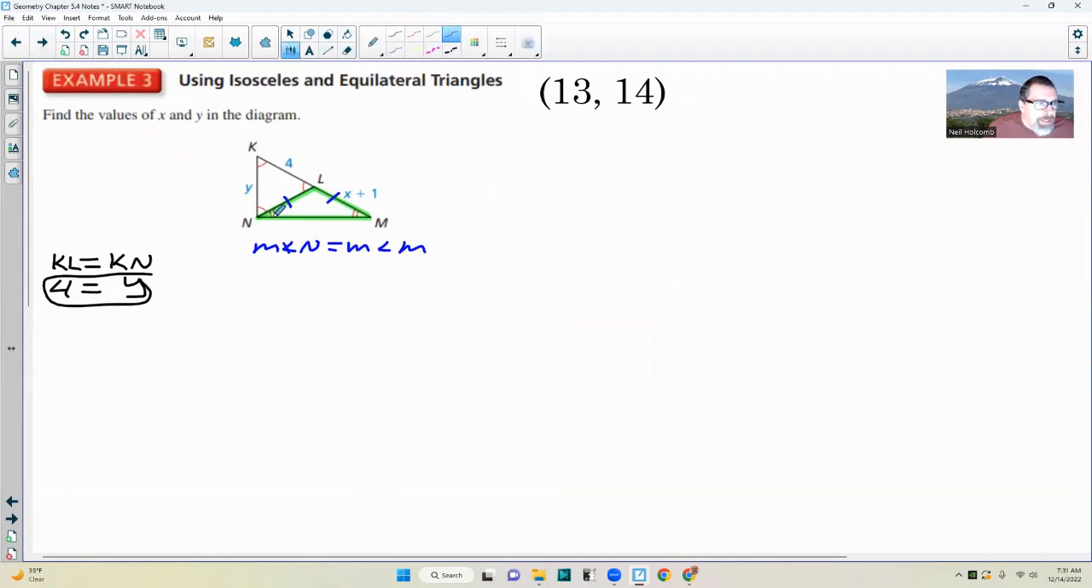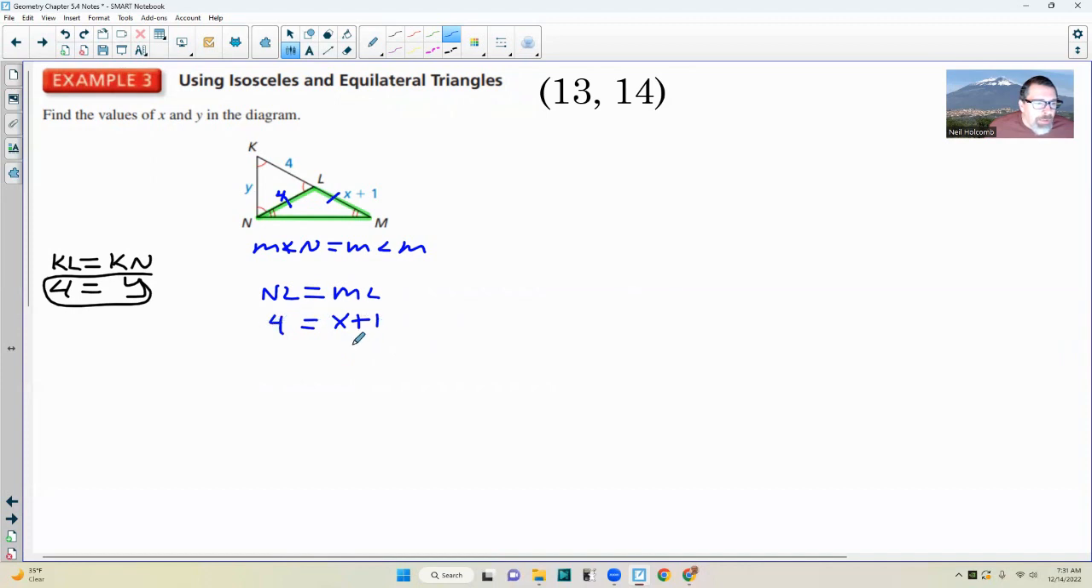All right, so since this is congruent to this, the sides opposite are congruent. So NL, now I can say NL equals ML. And ML is x plus 1. But this is an equiangular triangle, and we now found that y equals 4, and so this side here is 4. Equilateral triangles are equiangular. So if y equals 4, then this opposite side here also is 4. So 4, 4, 4.